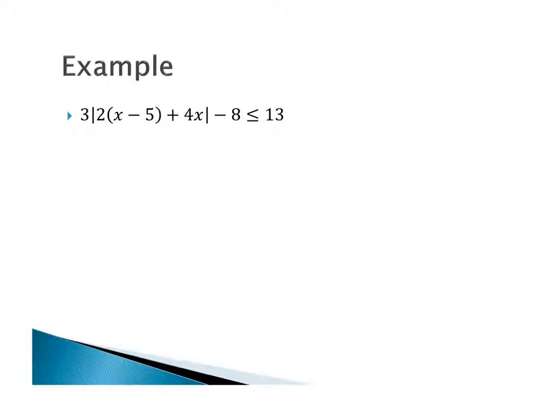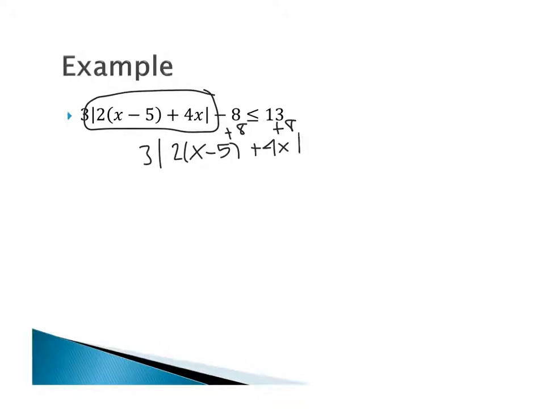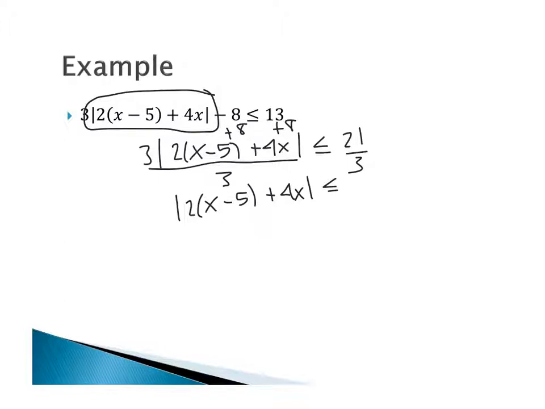Okay, so hopefully what you did first is you realized that you had to isolate your absolute value. So I'm going to add 8, and I'm going to go 3 times the absolute value of 2x minus 5, plus 4x, is less than or equal to, let's see, 13 plus 8 is 21. And then we're going to divide by 3. I get the absolute value of 2x minus 5, plus 4x, is less than or equal to 7.